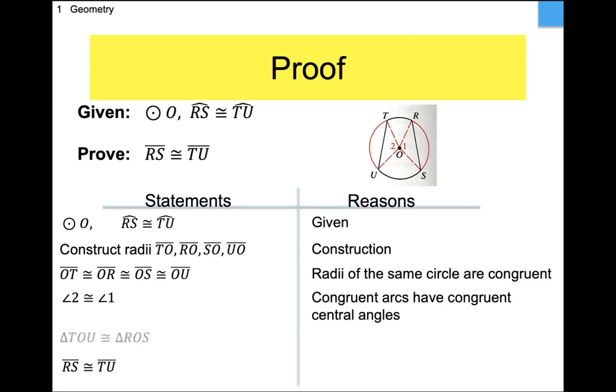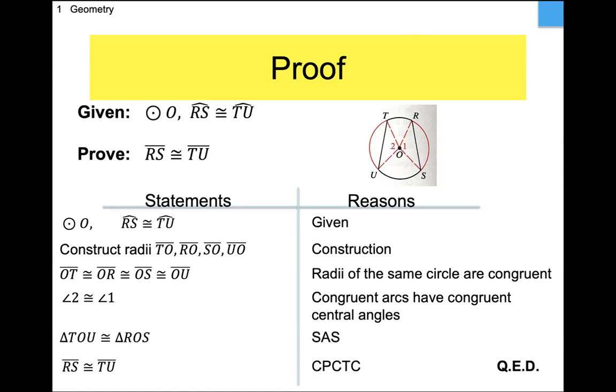Therefore, I have an SAS, the two triangles are congruent, and by CPCTC, I can claim that chord TU is congruent to chord RS. And that's it. That's the proof. So let's see what we started with. We started with a circle, and we started with two chords that were congruent.